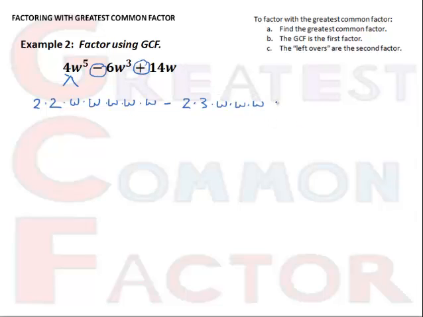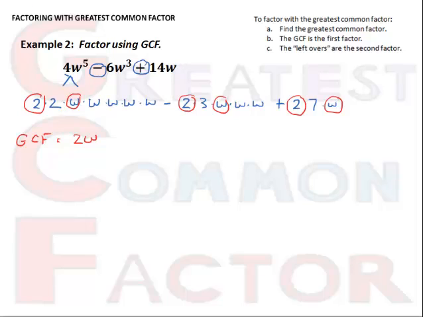And then I have a plus. Then I have 14w. The factors of 14 would just be 2 times 7, and then I have a w in there. So now I want to see what each one of the terms has in it. The first term has a 2, so does the second, and so does the third. First term has another 2, but there's no 2 left in the second or third term. The first term has a w, so does the second term and the third term. The first term has another w, the second term has another w, but the third one doesn't. So we're done with our factoring out. So our GCF is 2 times w.